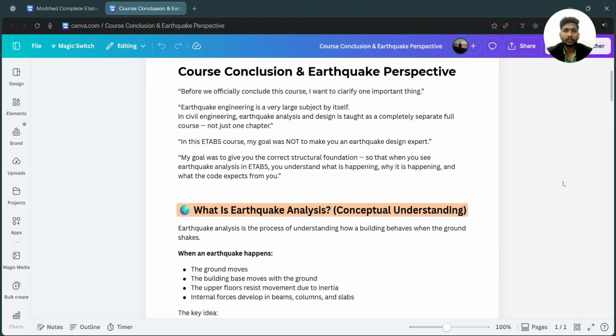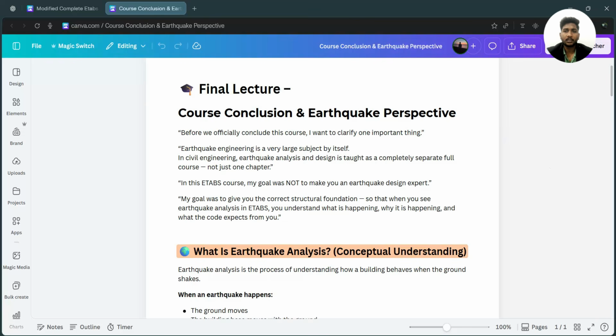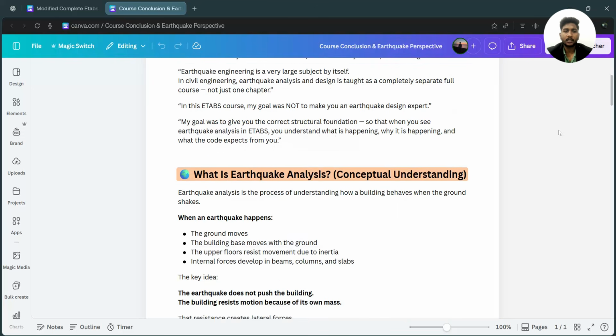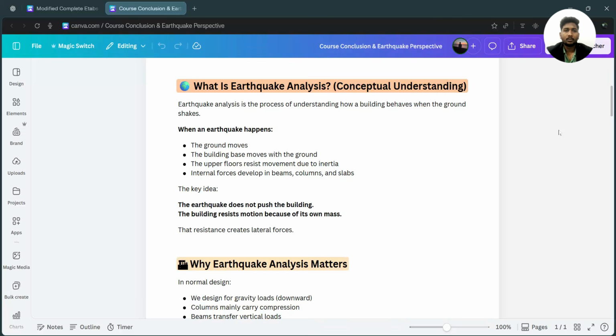Now we will see what earthquake analysis is and what the future steps are for you to go beyond and see the detail of earthquake as a form of structural engineering and analysis. So what is earthquake analysis? It is the process of understanding how a building behaves when the ground shakes. When an earthquake happens, the ground moves and the building's base moves with the ground, right? The upper floors resist the movement due to inertia.